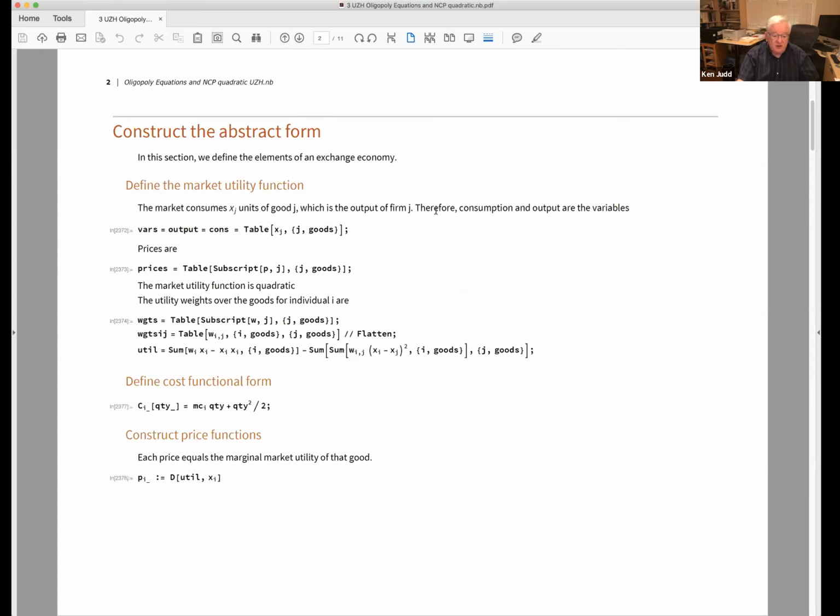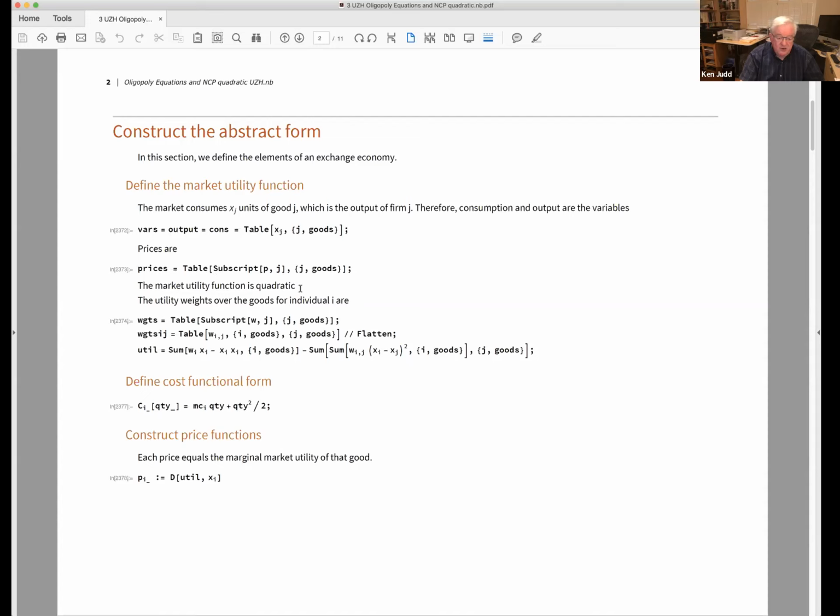So now let's construct the whole problem. The variables here will be the output, which also is going to be the consumption, but we're just looking at the firm's maximization problems, and that's the X sub J. Now the prices, this should also be P sub J, sorry. The price of the jth good is P sub J.